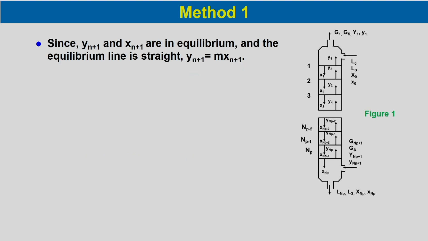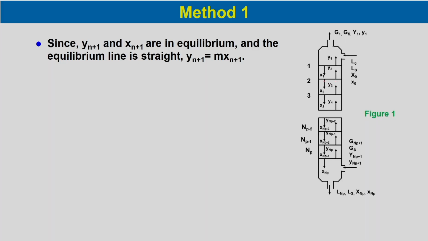Now, consider y n plus 1 and x n plus 1. At any tray, take the components of the gas and liquid coming out from that tray. For example, for tray 2, the vapor or gas going out is y 2, and the liquid coming down from that tray is x 2. These outgoing streams will be in equilibrium. So, y n plus 1 and x n plus 1 are in equilibrium and the equilibrium line is straight.